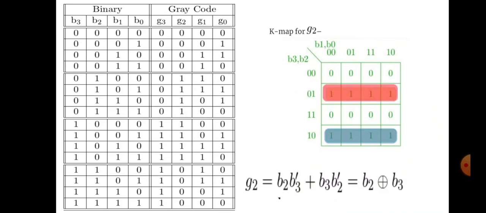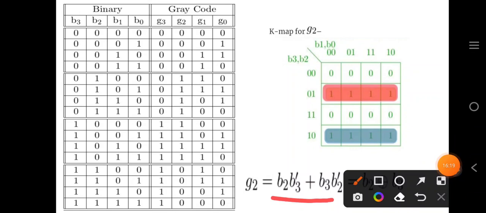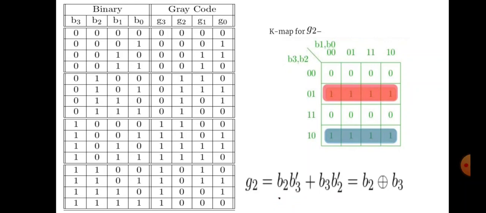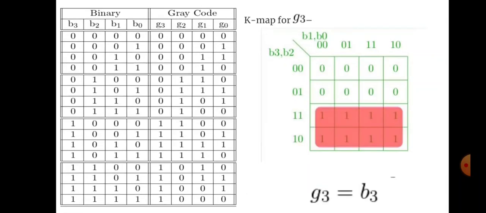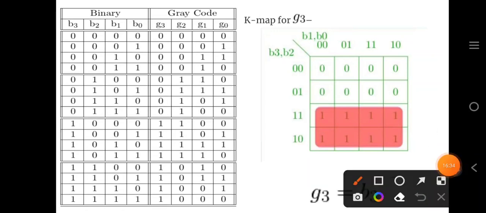Again, using the same general formula, A bar B plus AB bar is nothing but A XOR B. So this equation can be represented as B2 XOR B3. Okay, so this is the third K map for G2. Now the fourth K map for G3. Same procedure is followed here.